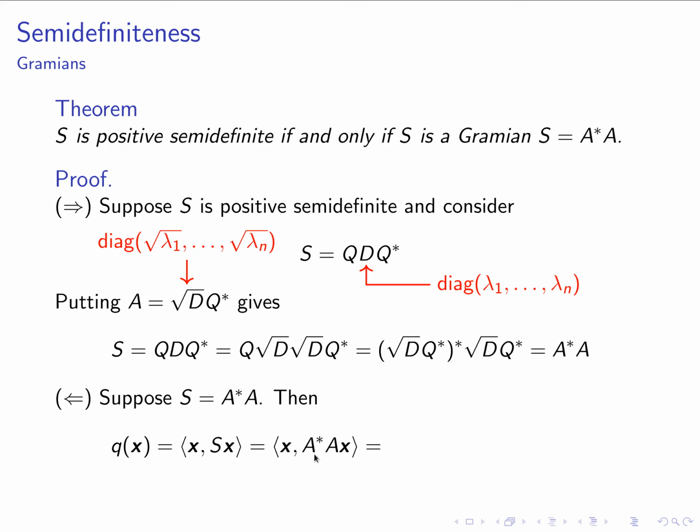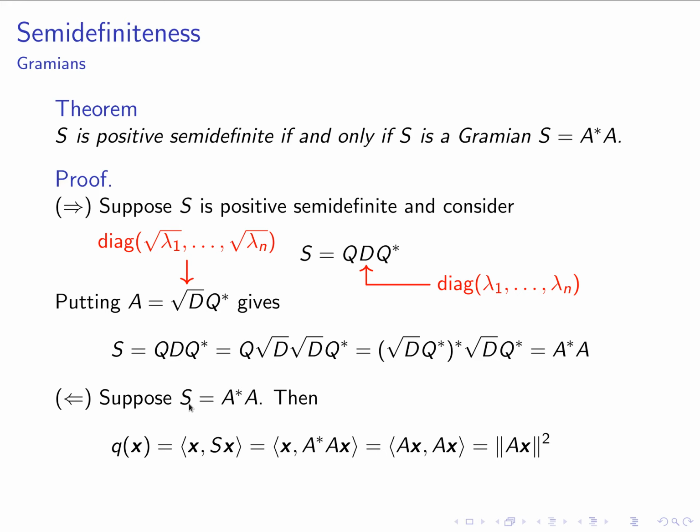So let's now move this A star to the other side of the inner product, and we get A times the variable vector x, inner product with A times the variable vector x. And staring at this for a moment yields a revelation. This is the vector A times x, inner product with itself, which is the same thing as the magnitude of that vector squared.